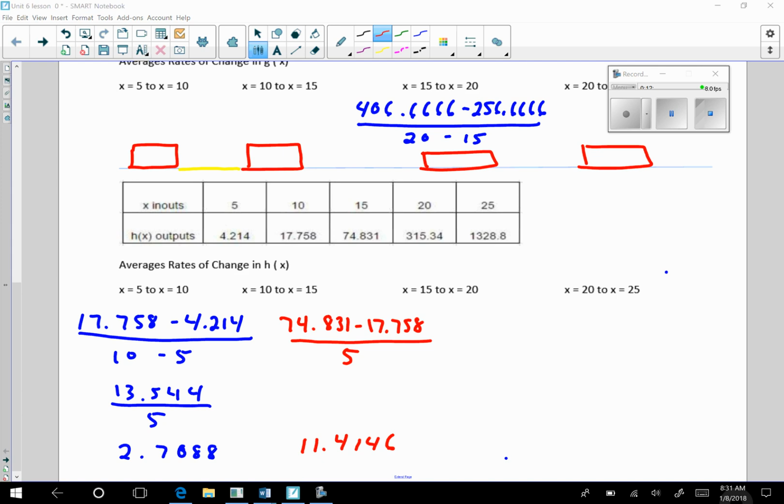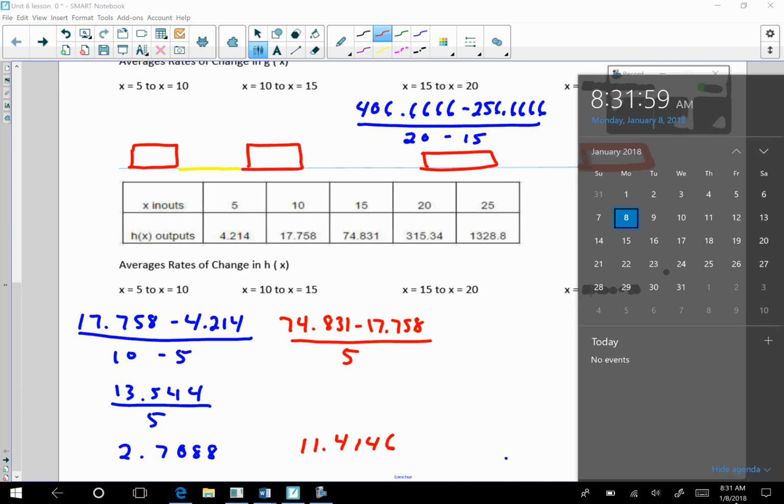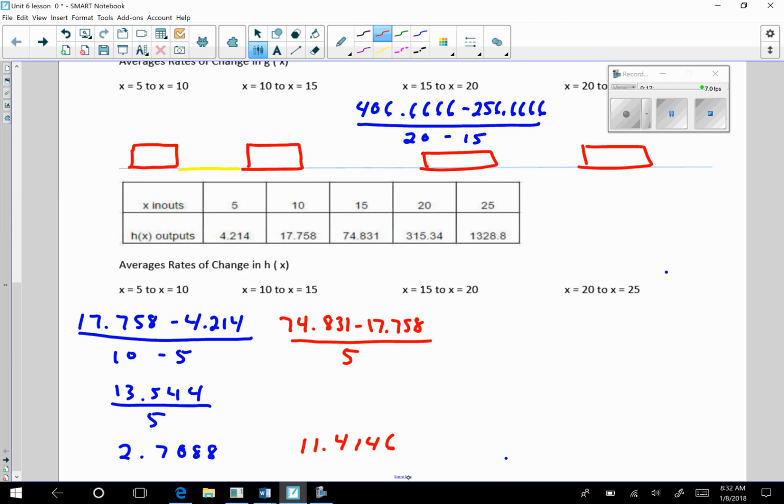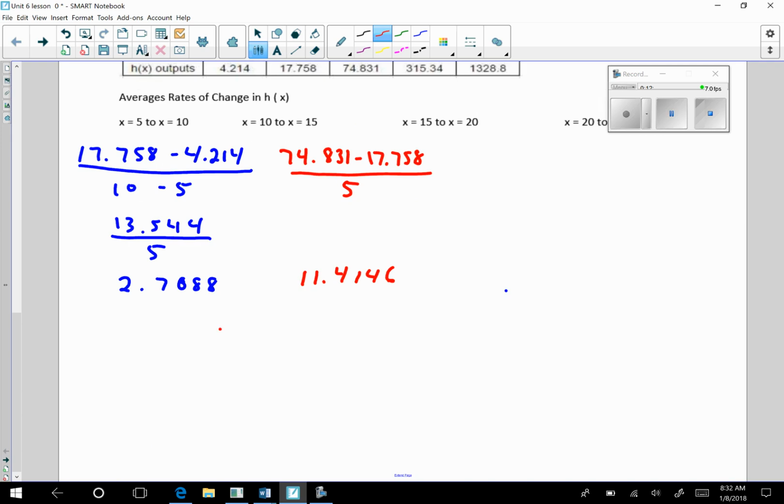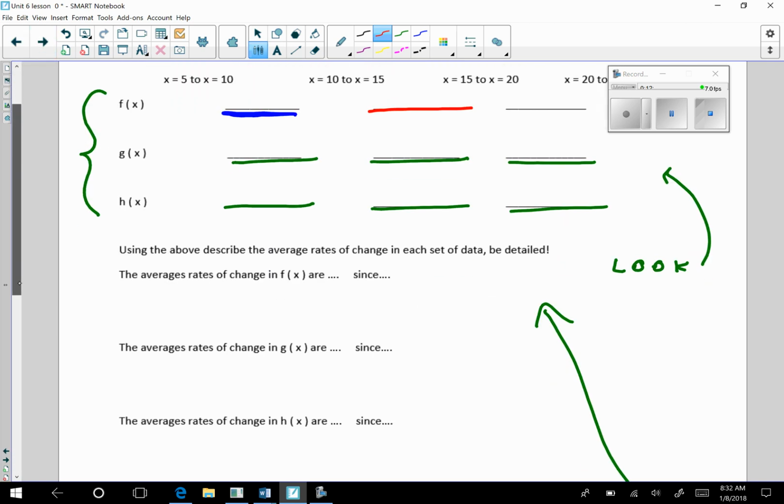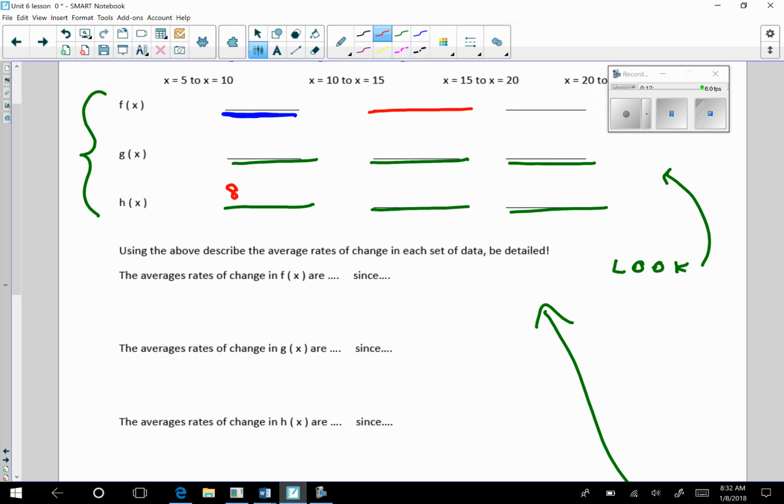What that next page is asking you for is the difference in these two numbers. So if I want the change in the average rate of change, it's going to be 11.4146 minus 2.7088. And this change is going to be 8.7058. That number goes right here. 8.7058.